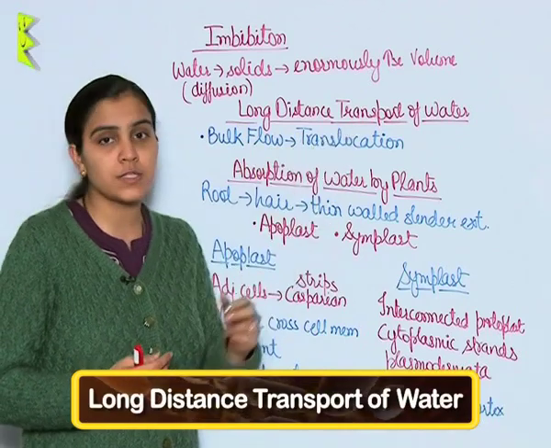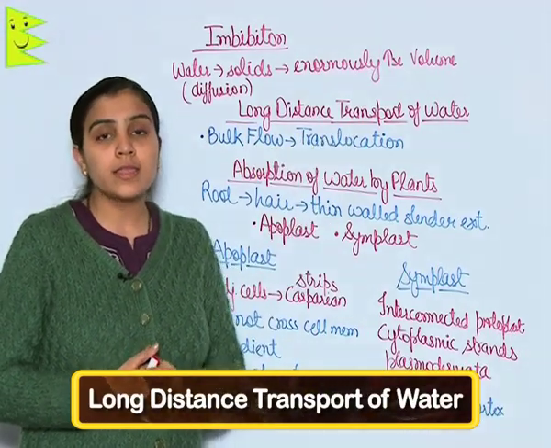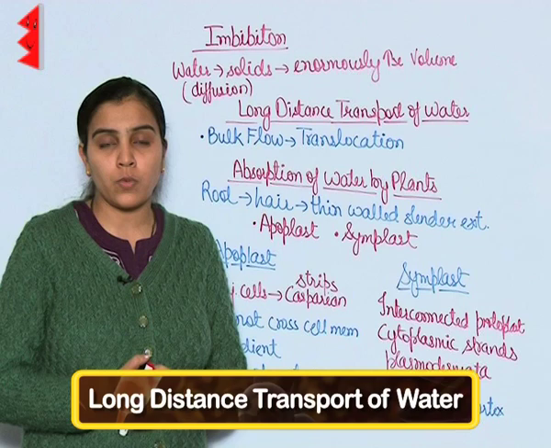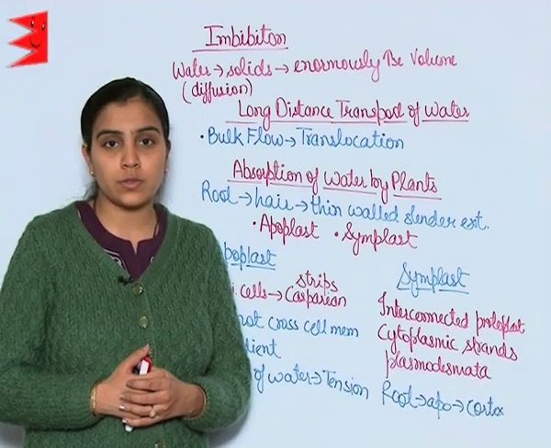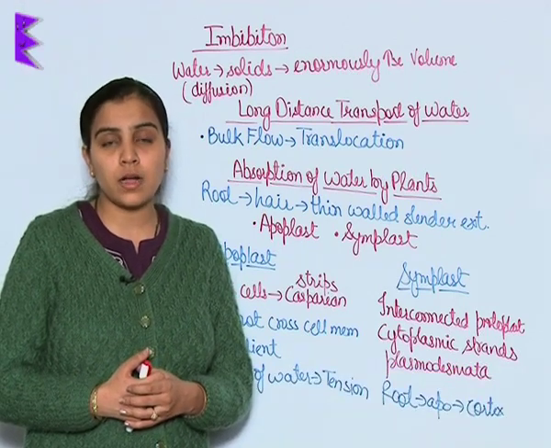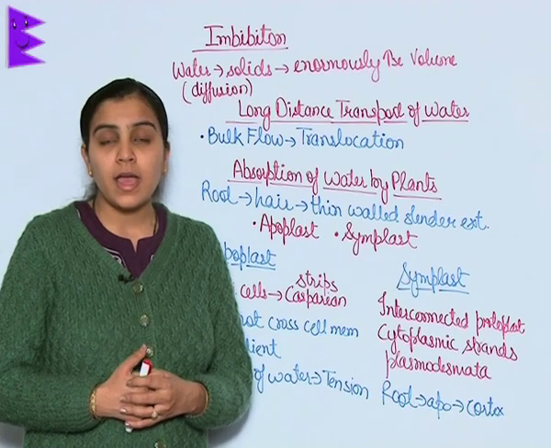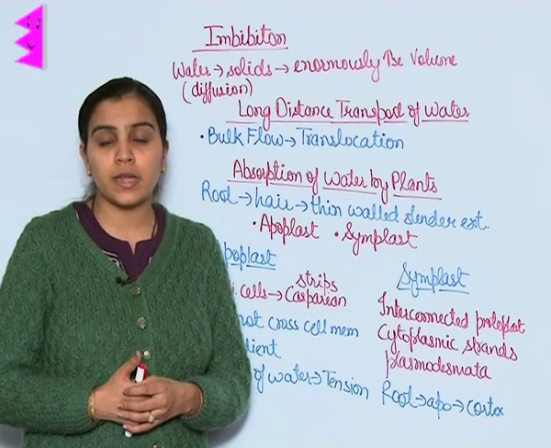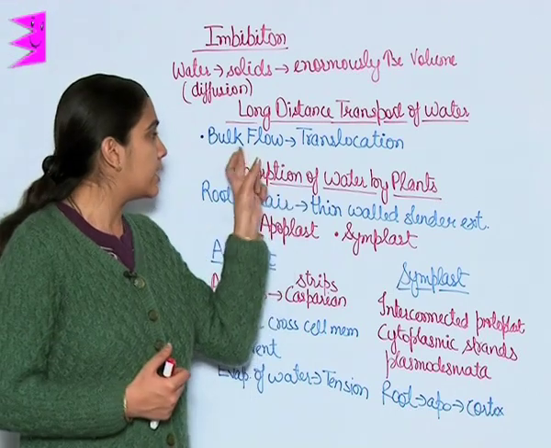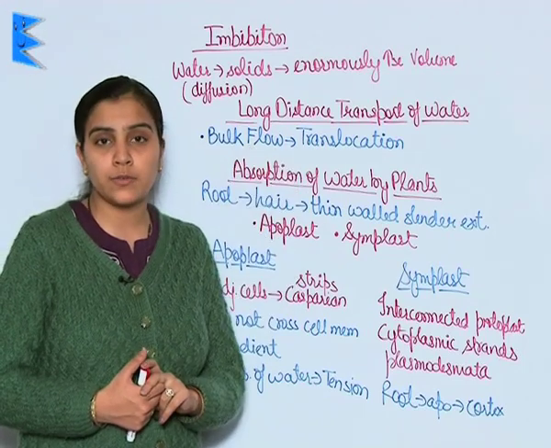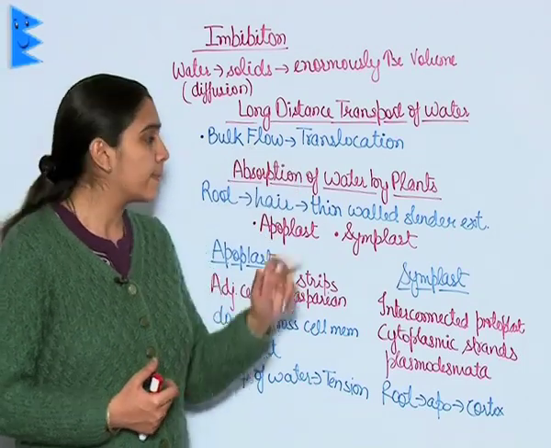Long distance transport of water. This long distance transport of water is known as translocation, and it usually occurs through the vascular system, and this movement of water is in bulk. It is also known as bulk flow or bulk movement.